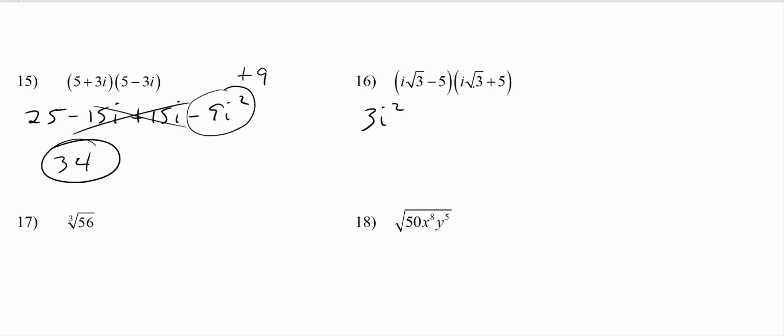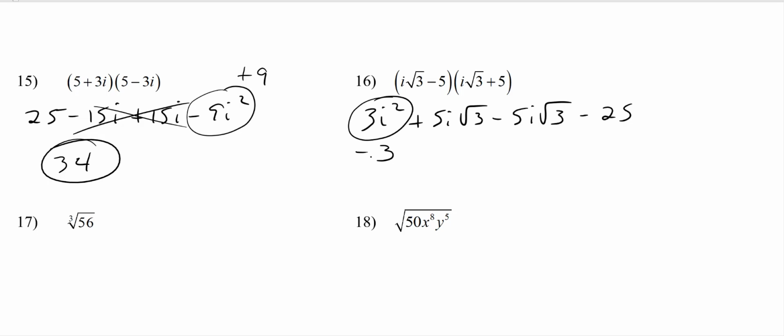Okay? Anyway, first is 3i squared. Outer is plus 5i root 3. Inner is minus 5i root 3. And last is minus 25, 5 times 5. The only thing I have to worry about here is that 3i squared is negative 3. This cancels. It's kind of nice. 5i root 3 minus 5i root 3 is 0. That's out of there. So basically you just have negative 3 minus 25 is negative 28.